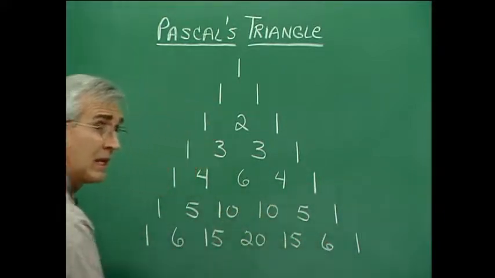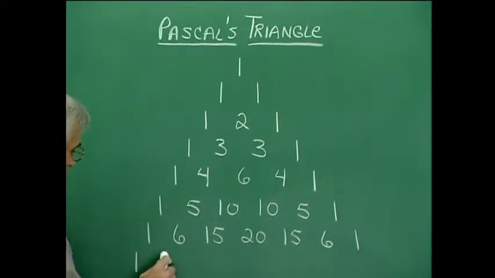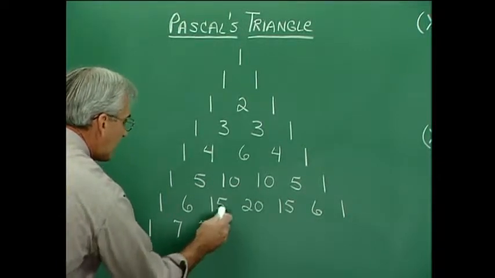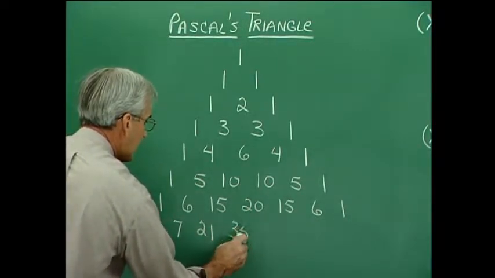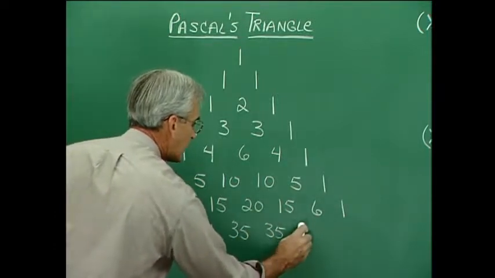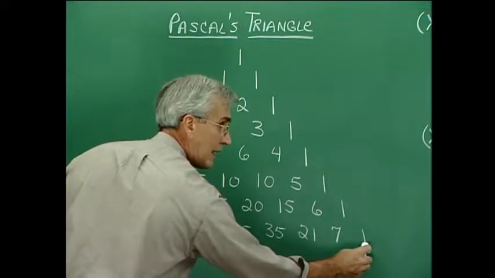You get the idea. If we want to generate another line on Pascal's triangle here, then we would write a 1, and then 1 and 6, 7, and then 6 and 15, 21, and 15 and 20, 35. Then 20 and 15, 35. 15 and 6, 21. 6 and 1, 7. And then a 1 on the outside.